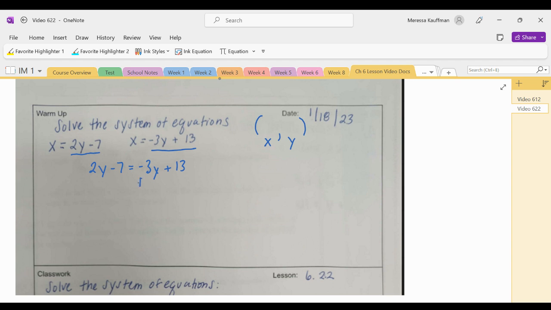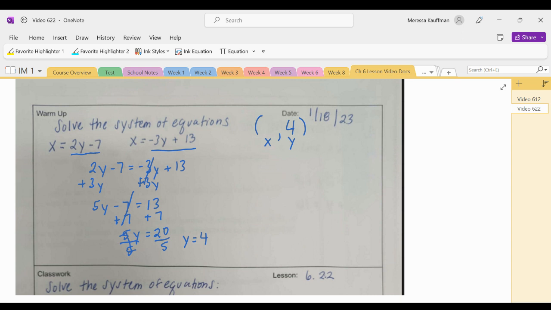So now I'm going to add 3y to both sides of my equal sign. This one goes away, so I end up getting 5y minus 7 is equal to 13. Now I'm going to add 7 to both sides of the equal sign. This goes to 0, so I end up with 5y is equal to 20. And then my last step, I'm going to divide both sides by 5. 5 divided by 5 is 1, so we're left with y is equal to 20 divided by 5, which is 4. So I know my y value is 4.